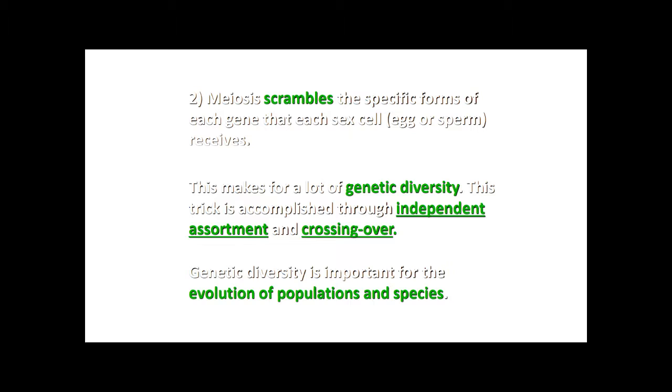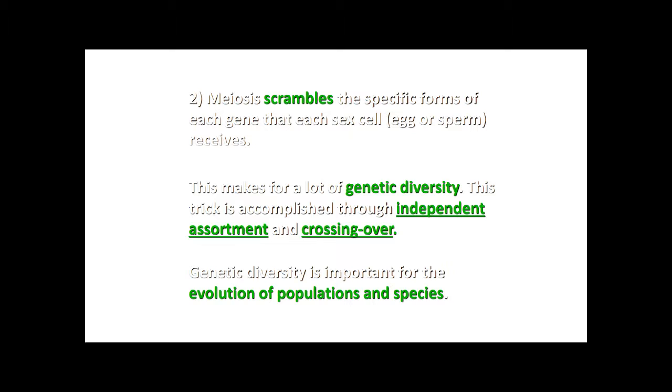So independent assortment is the phenomenon where all the chromosomes don't stay together, right? You get one set of chromosomes from one parent and another set from another parent, but those chromosomes don't stay together, and that process is called independent assortment. The result is independent assortment, well, also the process of them being assorted independently.